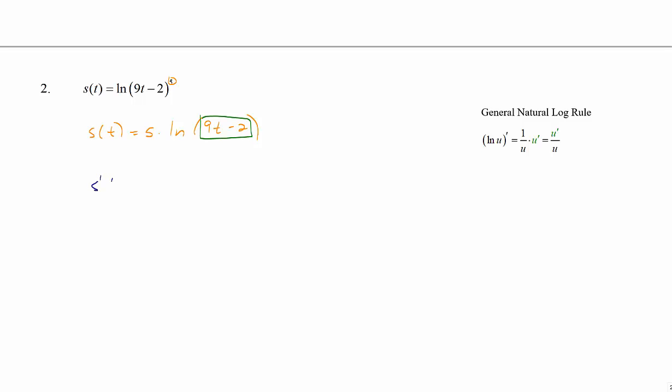Okay, so s prime of t will be equal to 5 times, so for the natural log of u, this is going to be 1 over u, so 1 over 9t minus 2, times the derivative of 9t minus 2. You can leave your answer just like that. Like I said, if you had memorized the formula the other way, you would have written it as 9 over 9t minus 2. So either one of those will work.